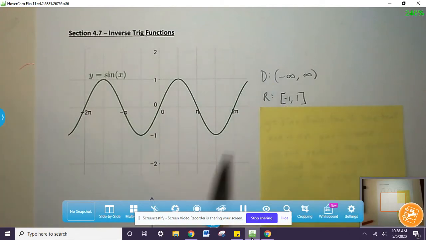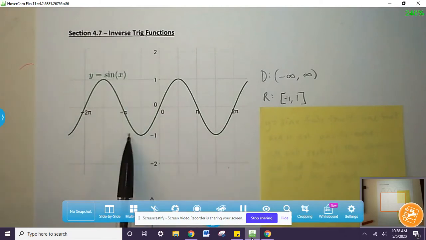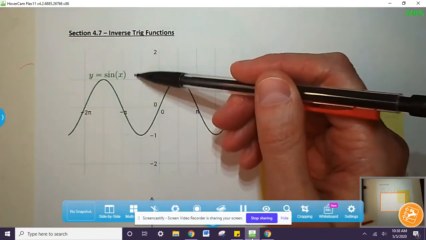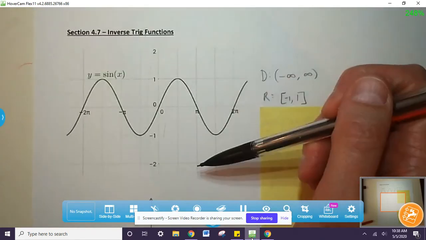And if we're interested in finding the inverse, the first thing we want to do is check to see if this function is 1 to 1. This is a function because it passes the vertical line test. No matter where I put a vertical line, it's never going to hit the graph more than once.